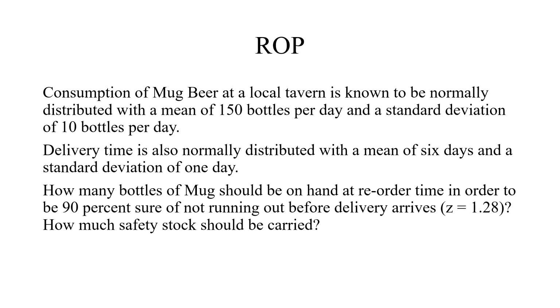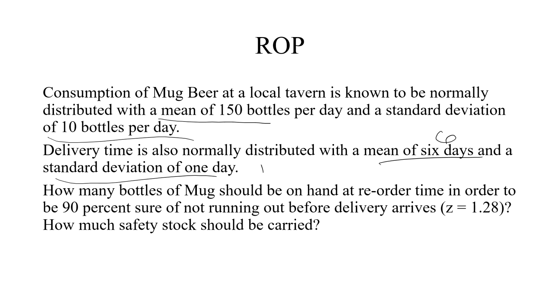Anyways, okay, we have a mean of 150 bottles per day, standard deviation, a mean of 6 days, standard deviation of 1 day for delivery time, and then how many should they have on hand in order to be 90% sure of not running out before delivery arrives, and how much safety stock should be carried. And we are given our Z.